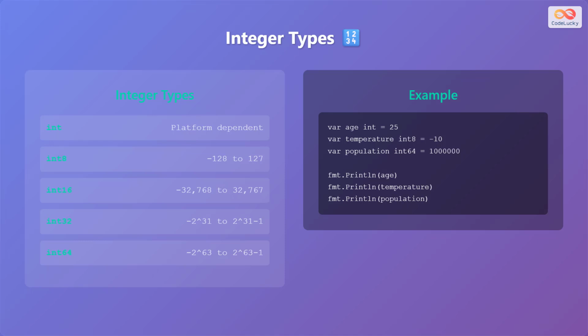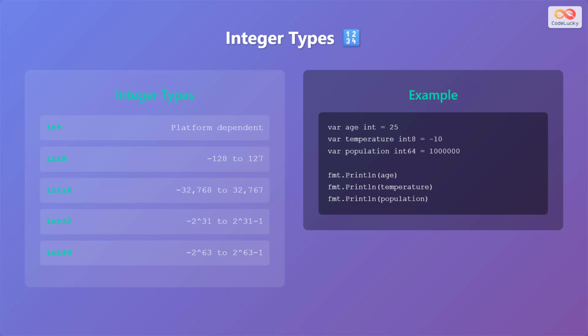Here are the integer types in Go. First is int, which is platform dependent. Next is int8, which ranges from -128 to 127. Then int16, which ranges from -32,768 to 32,767. Next, int32, which ranges from -2^31 to 2^31 - 1. Finally, int64, which ranges from -2^63 to 2^63 - 1.